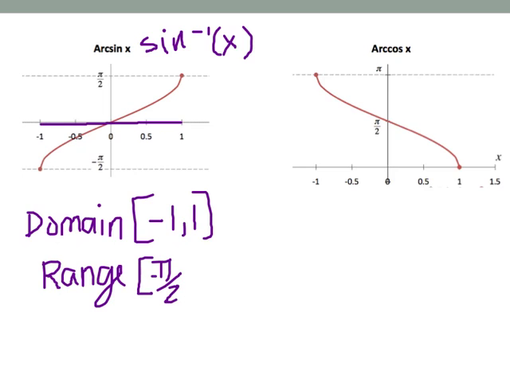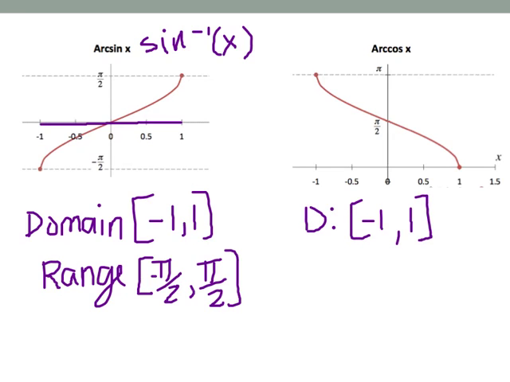And then looking at the inverse cosine graph, or arc cosine, can you identify the domain and range? The domain here is also -1 to 1, and then the range of the inverse cosine graph is from 0 to pi.